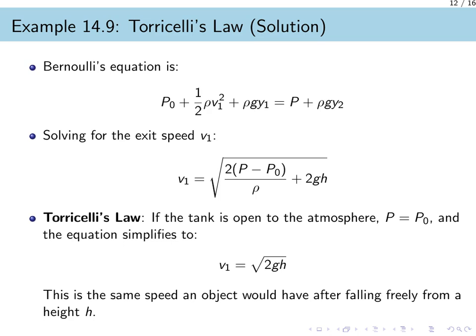The exit speed, V1, is equal to the square root of 2gh. This result means the speed of the liquid exiting the hole is exactly the same as the speed an object would have after falling freely from rest through a height h.